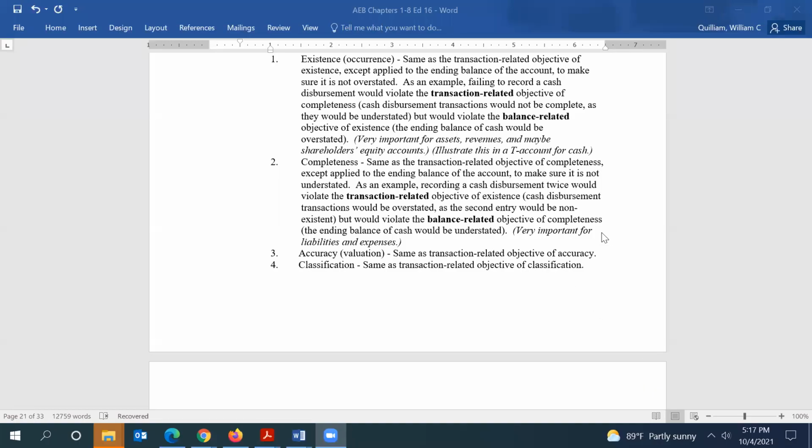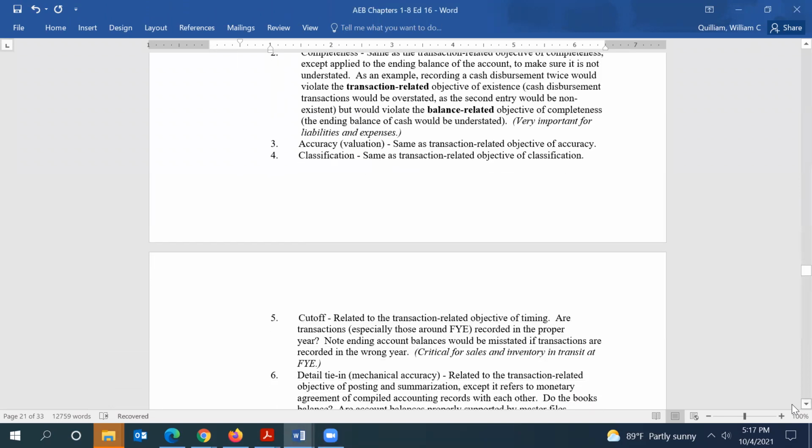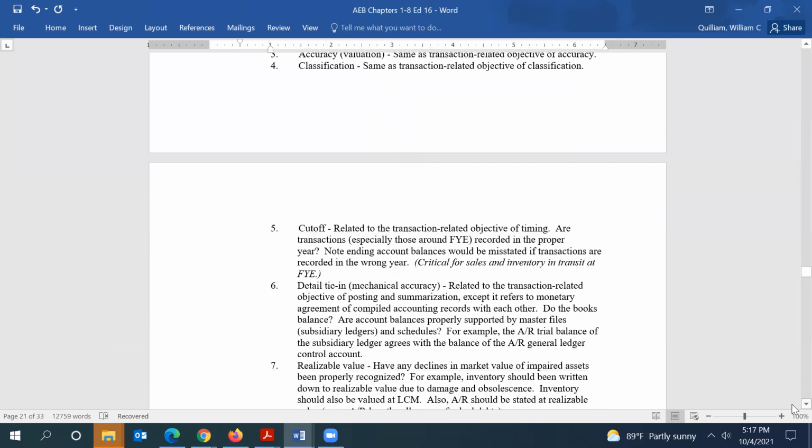Also, as I had there, that's very important for liabilities and expenses. As an auditor, we do not want their ending balances to be understated. That's bad. Then the accuracy objective, sometimes called valuation, is really the same as the transaction-related objective of accuracy, except again, applied to the ending account balance. And then classification, same thing as the transaction-related objective of classification, except applied to the ending account balance, making sure that those ending balances have been properly classified.